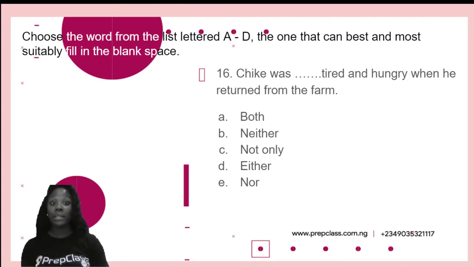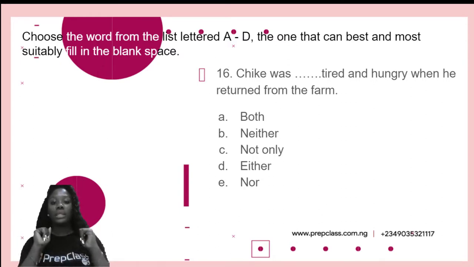And we're still on the lexical structure. We have an instruction saying, choose the word from the list, letter A to D, the one that can best and most suitably fill in the blank space. Okay, so that's still a lexical structure. And by the way, what is lexis? When you talk about lexical structure in English language, it simply means all the words that make up sentences, how sentence structures are formed, and all of that.